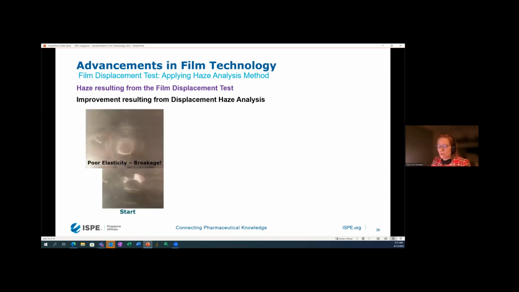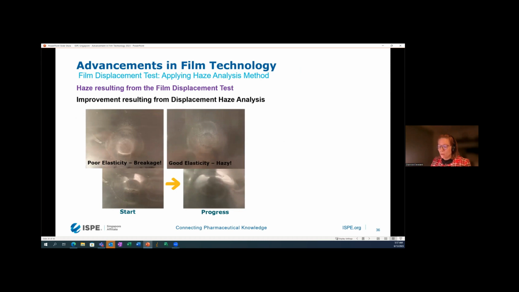So this is a series of images that shows the improvements to the film using the displacement data as feedback. We started out with poor elasticity where the film actually broke. And so you can see here that the displacement of this film resulted in film that was not as elastic as we had hoped it to be. And then we made formulation improvements, and we ended up attaining good elasticity, right? So no breakage, but it was still resulting in haze, and you can actually see some haze farther out.